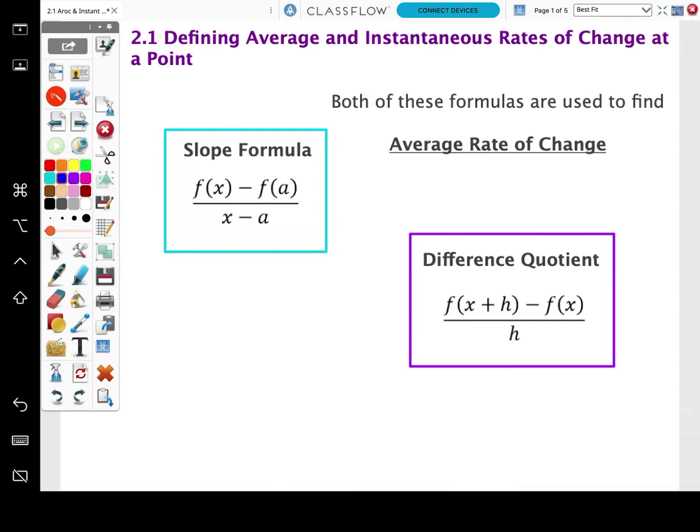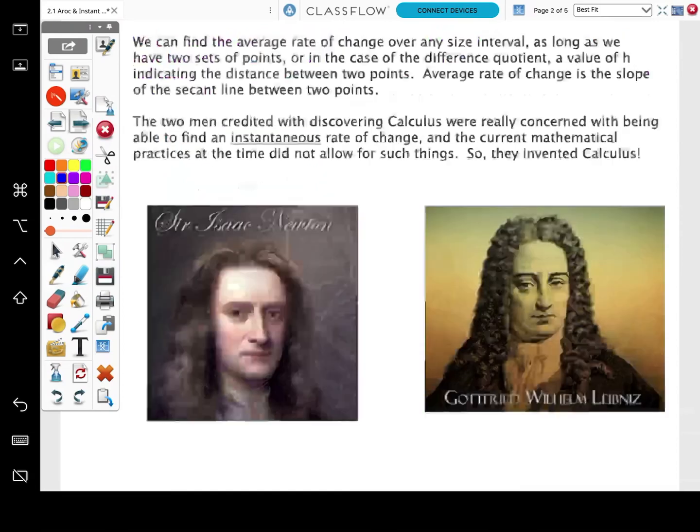The difference quotient formula would have popped up in pre-calculus on occasion. We're going to use both of these fairly often. Slope formula, of course, you first learned as y2 minus y1 over x2 minus x1, and it's just written differently now. It's not used any differently. Just notation is slightly different. Okay, so we're going to use those ideas of average rate of change to eventually find instantaneous rate of change.